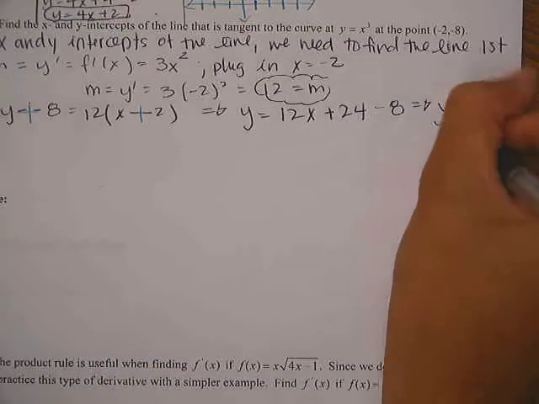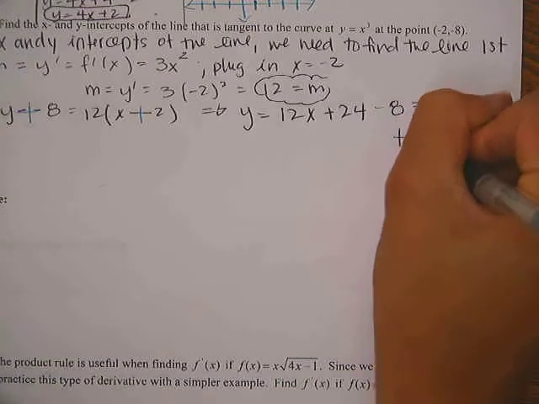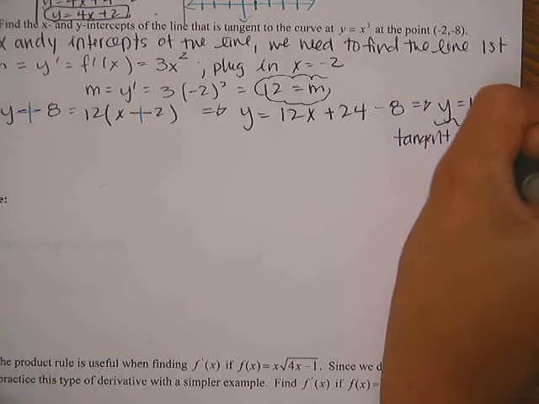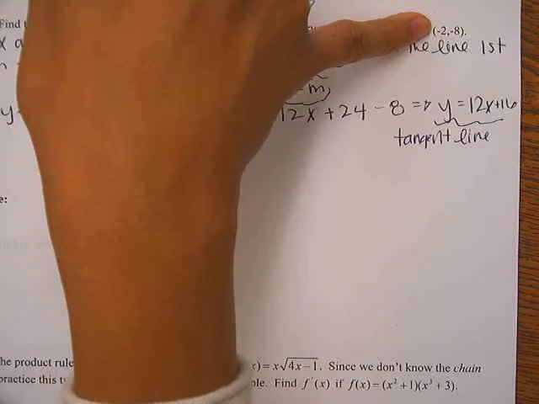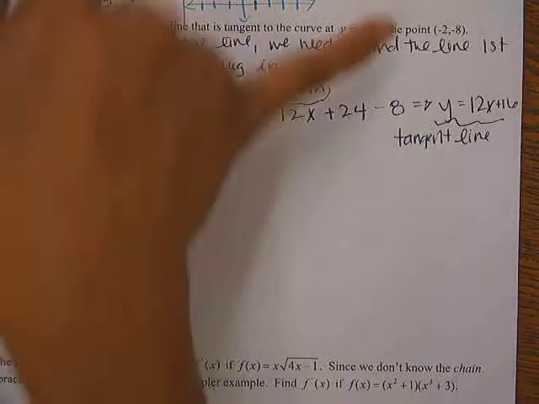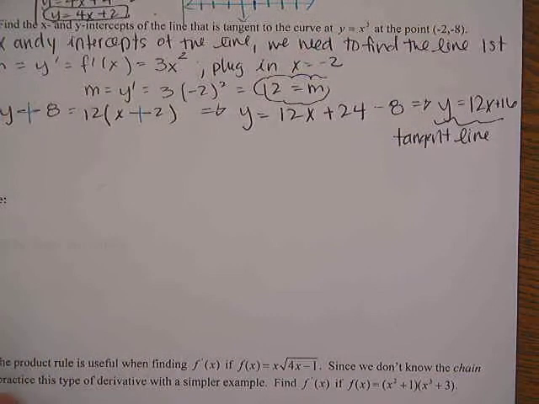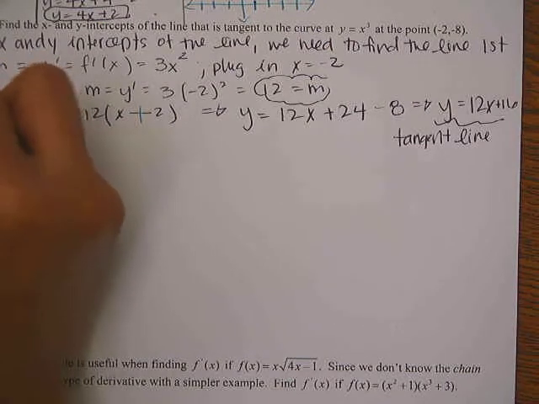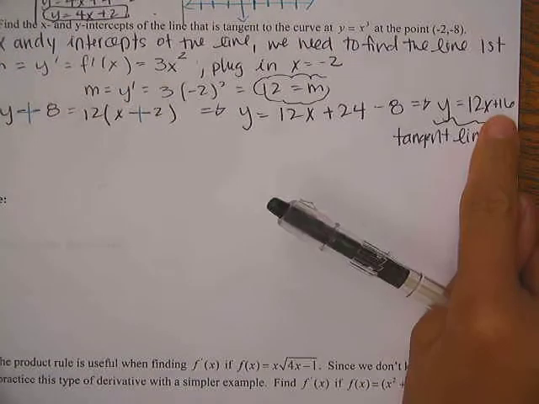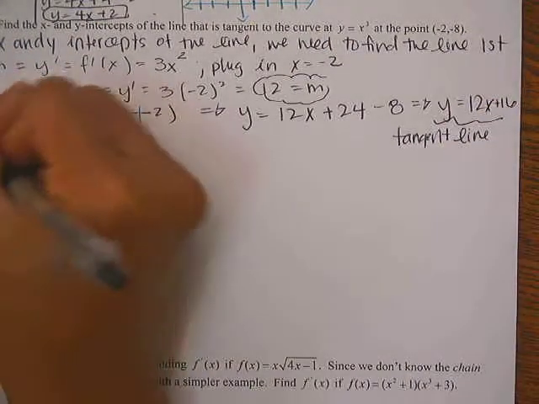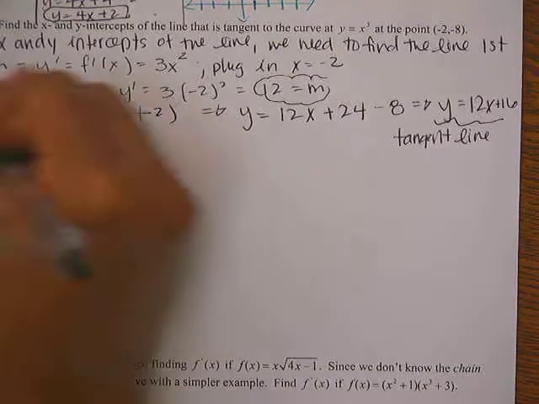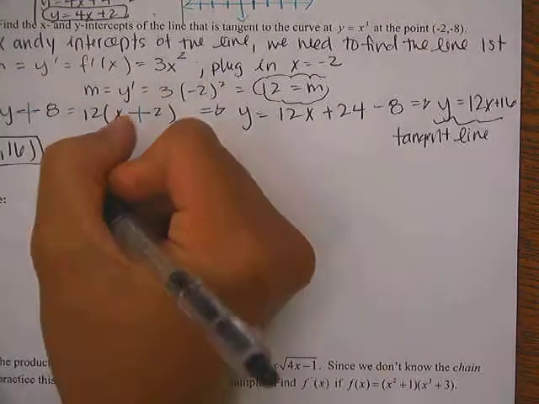So that is the tangent line at that particular point. To find the y-intercept, that's super easy. y is just going to be 16. So when x is 0, y is 16. Box it up, because that's what I'm looking for.